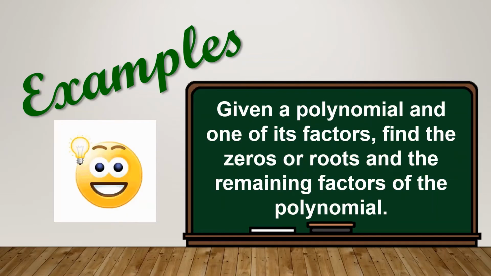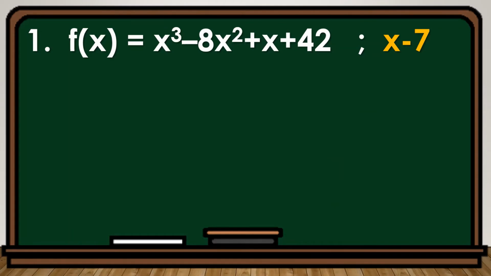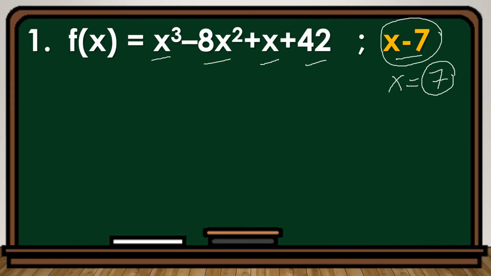This time, let me give you examples on how to find the factors, zeros, or roots of the given polynomial. Let's have example number 1. f of x is equal to x cubed minus 8x squared plus x plus 42. And the given here is one of its factors, which is x minus 7. The value of x here is x is equal to 7. And this 7 will be our divisor when we do the synthetic division.